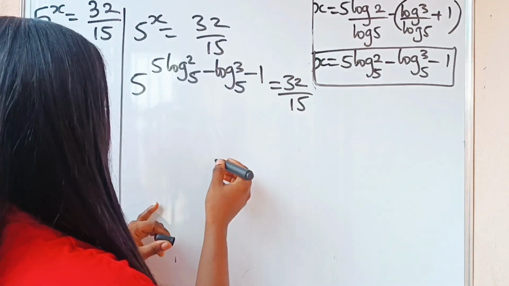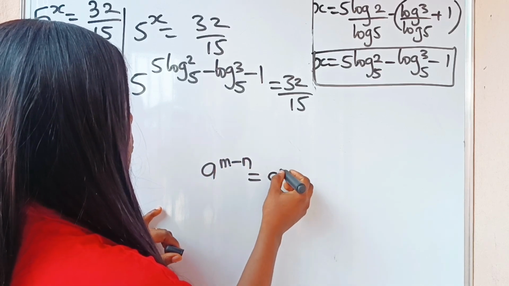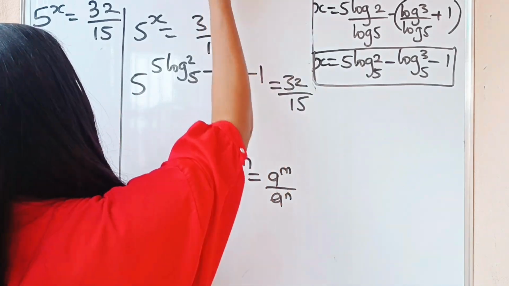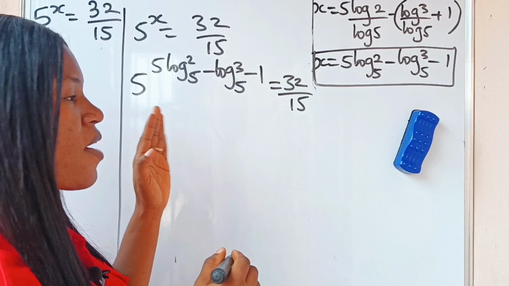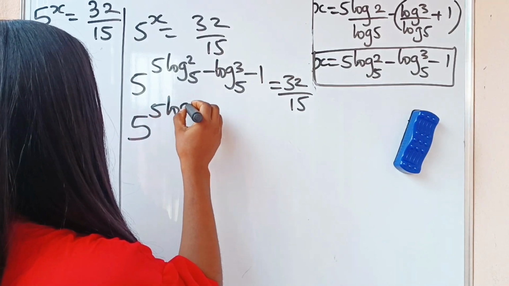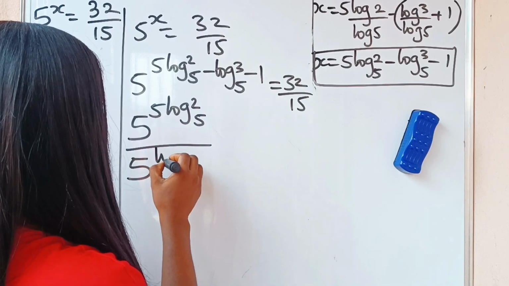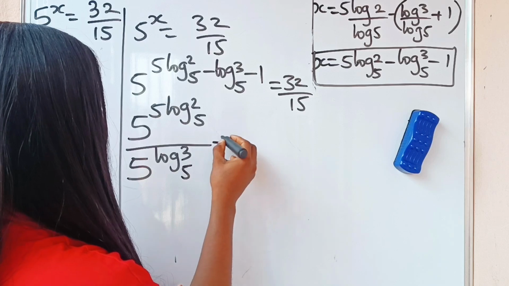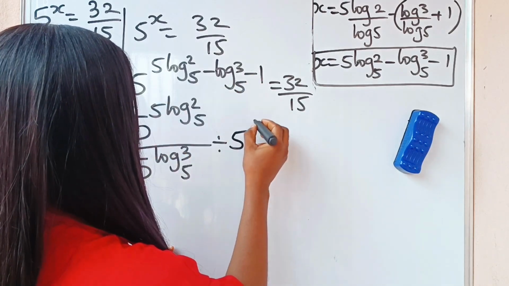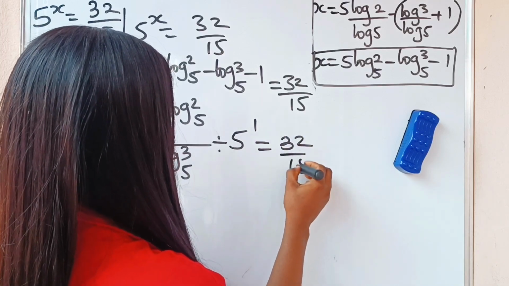So now when you have a raised to the power of m minus n, this is equal to a raised to the power of m divided by a raised to the power of n. All right, so we can now write this as 5 raised to the power of 5 log 2 base 5 divided by 5 raised to the power of log 3 base 5 divided by, because it's still the minus, divided by 5 raised to the power of 1 is equal to 32 over 15.